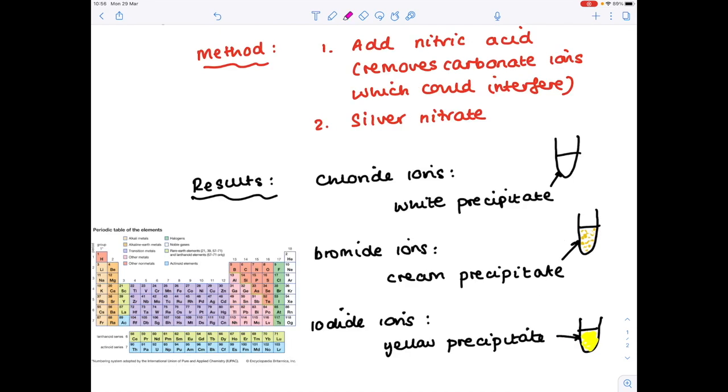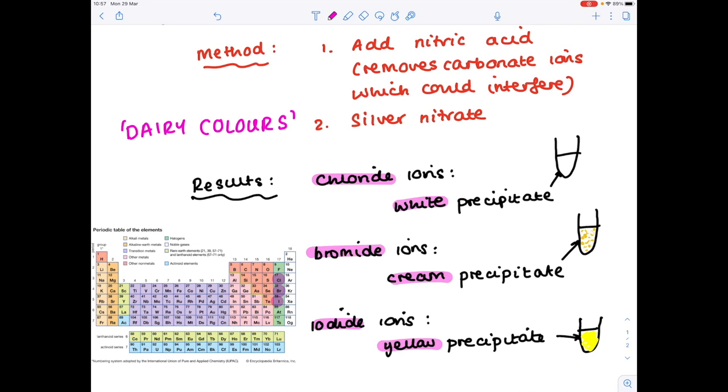Now one thing I wanted to point out to help you remember these colours is, as you descend group 7, so from chloride here to bromide underneath and then iodide underneath, notice that the colours get darker. So we go from white to cream to yellow. So make sure you pick those out of the periodic table over here to help you. Remember that they get darker, and lastly that they are colours of dairy. So I like to think of it in terms of white milk, cream coloured cream and yellow butter, and that really helps me remember those colours.